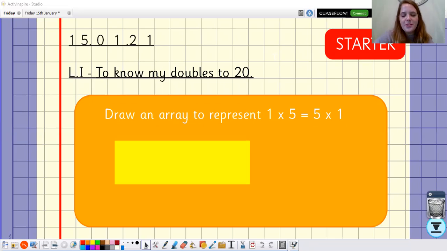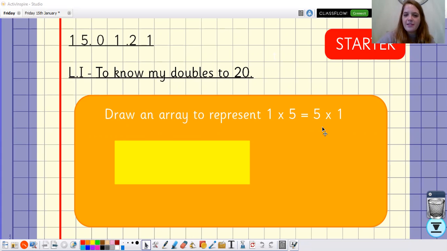Okay, so hopefully you can see what I can see. To start us off this morning, I'd like you to draw an array to represent 1 multiplied by 5 and 5 multiplied by 1. Remember that word commutative we learned last lesson, which means the number sentence can be written either way round. The same for your array. Your array can be drawn either way around. Remember, an array is a series of dots, objects or pictures arranged in rows or columns. So pause the video there and have a go at drawing that array to represent this number sentence.